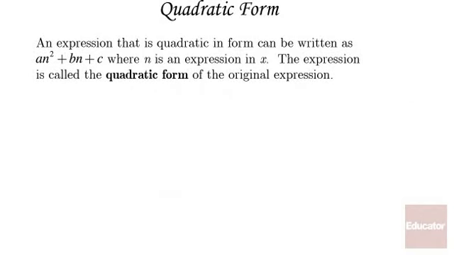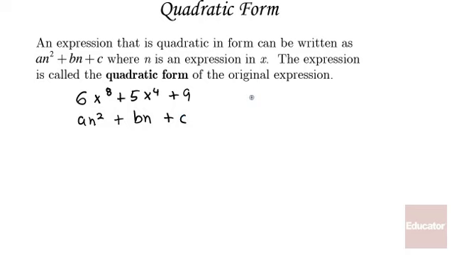Let's talk about quadratic form. We worked with quadratic equations earlier on, and you can put higher order polynomials into a form called quadratic form. Quadratic form is an squared plus bn plus c, where n is an expression of x. What does that mean? Let's use an example. Say I have 6x to the 8th plus 5x to the 4th plus 9, and I want to get it into the form an squared plus bn plus c.